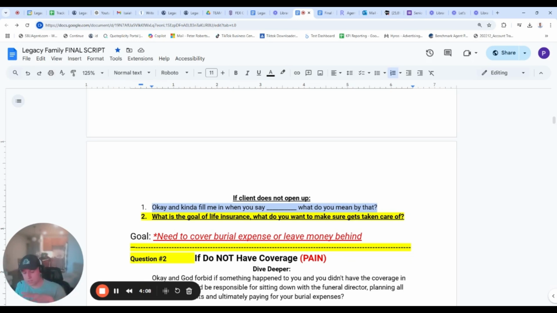Now, remember this, when you get the clear goal, that gives you permission to go to your question number 2. But question number 1 is all about sticking to what is the goal? What do you want to make sure gets taken care of? And ultimately, if they give you the answer, then you can progress. But if they don't, you have to open them up to get the answer that you're looking for.